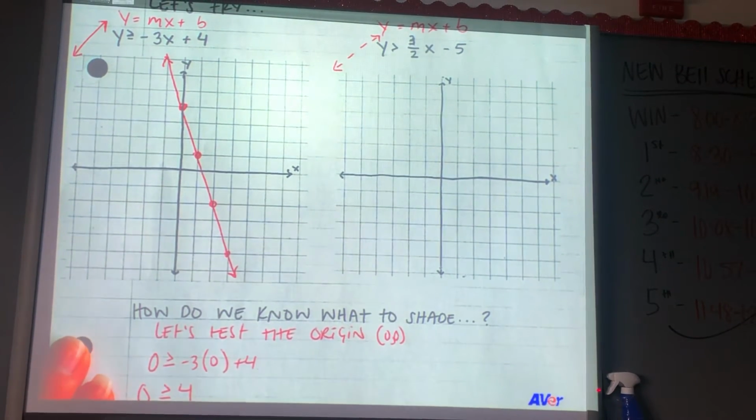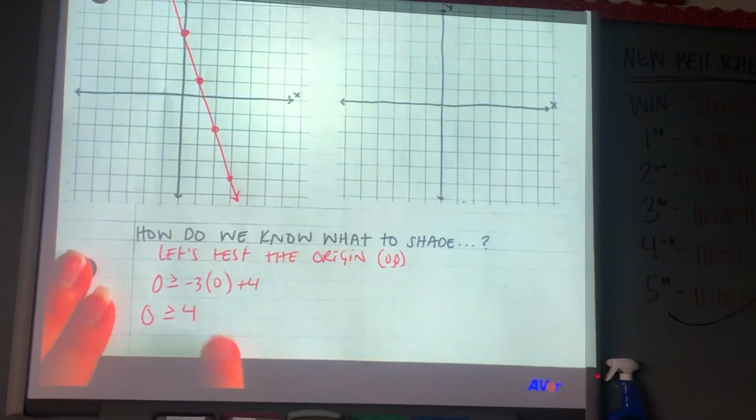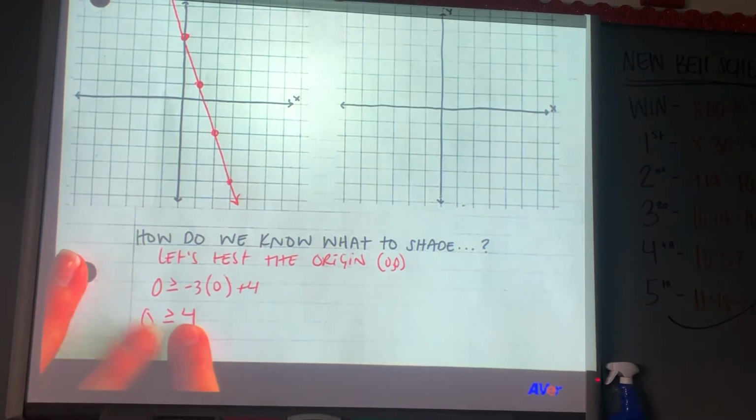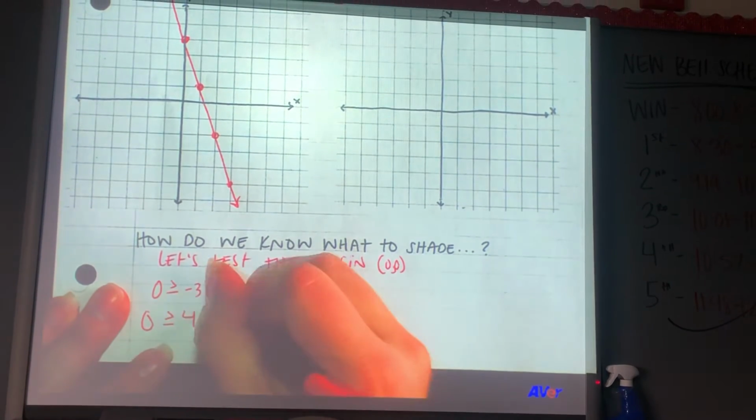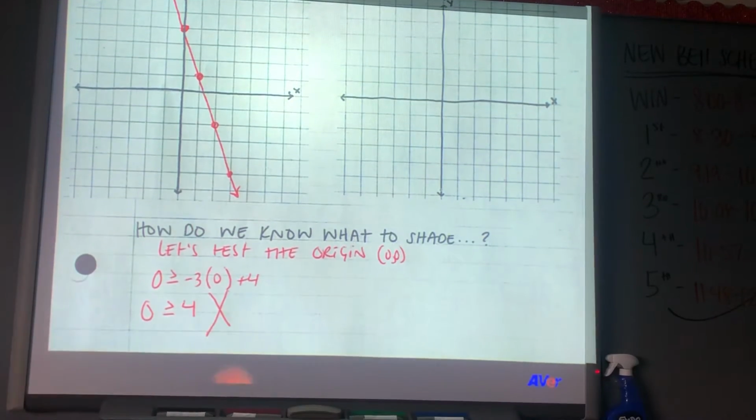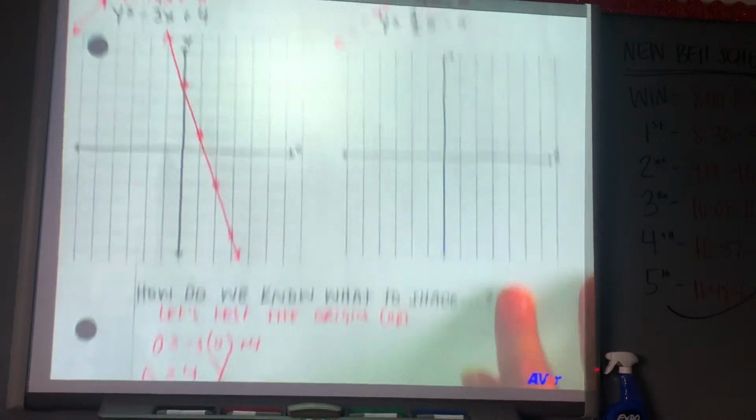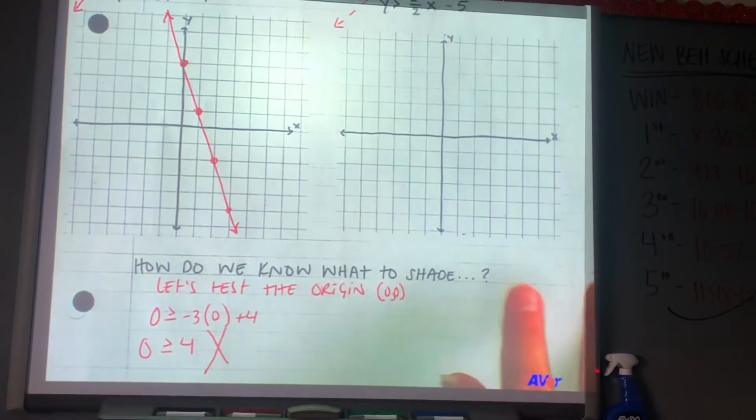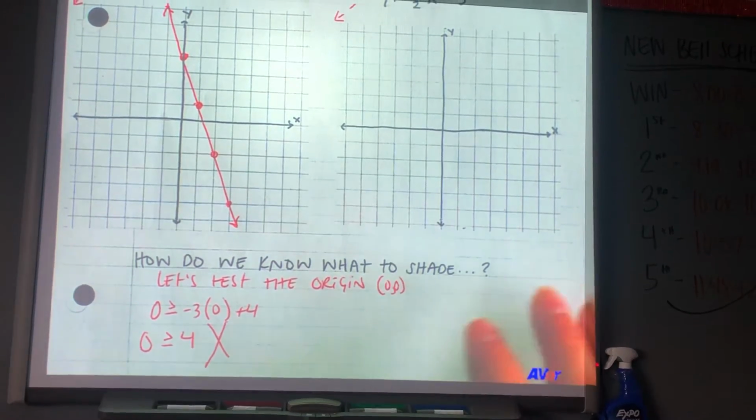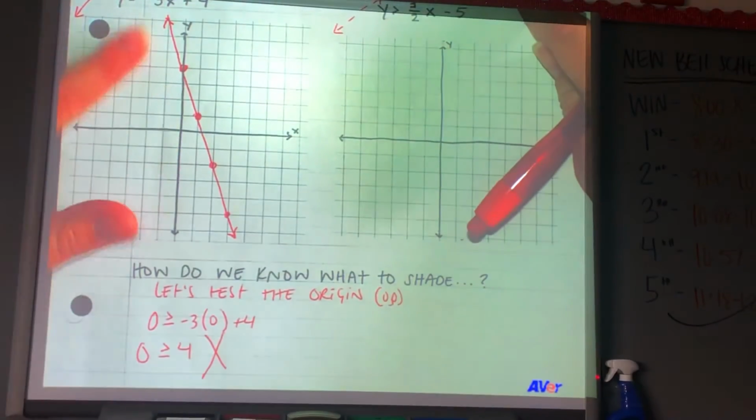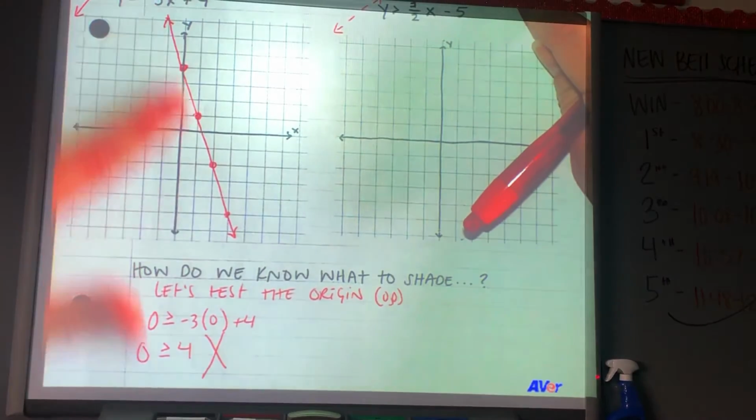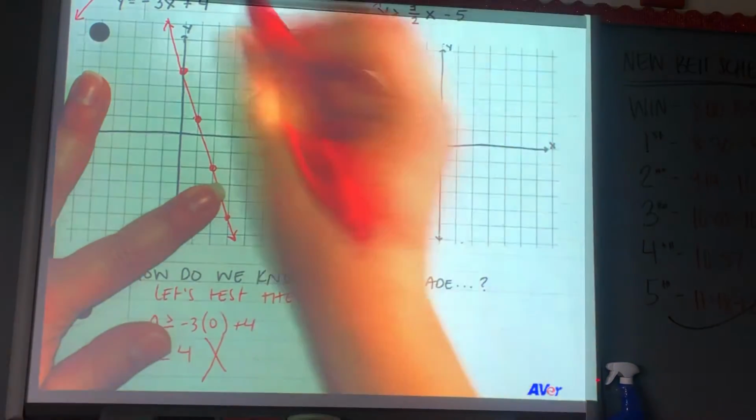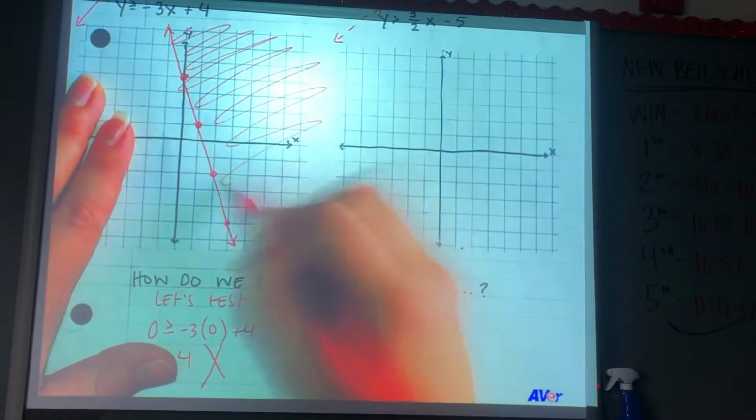This one says 0 is greater than 4, and that is actually not true. 0 is not greater than 4. Because the origin does not work in my original equation, that means the origin is not part of my answer. So since this point is not part of my answer, all of these points would not fit into my equation, which means that this side does.